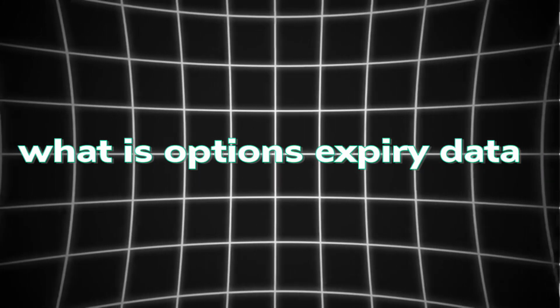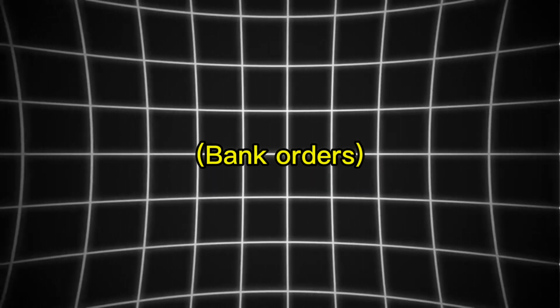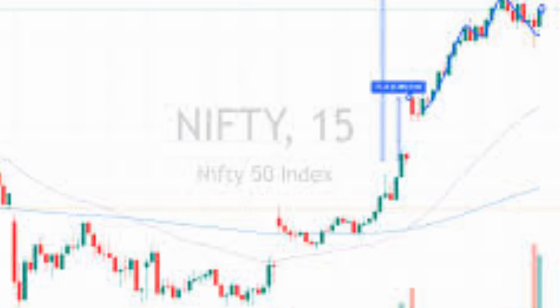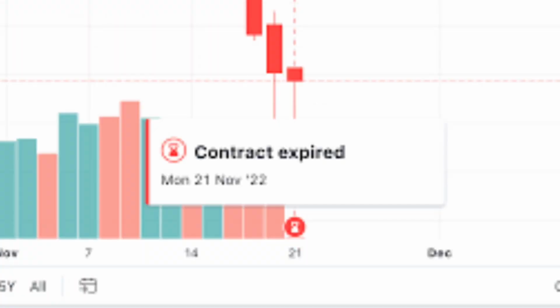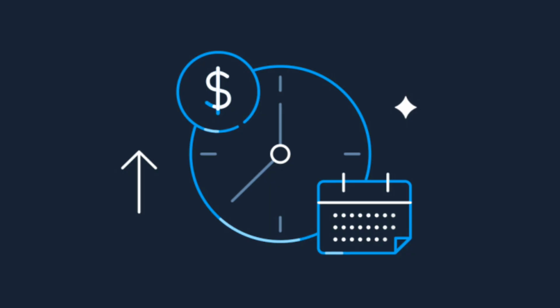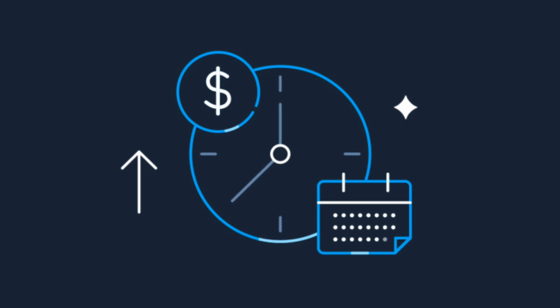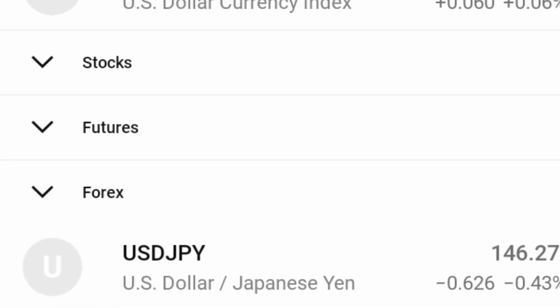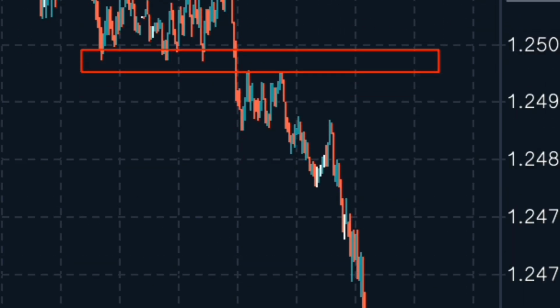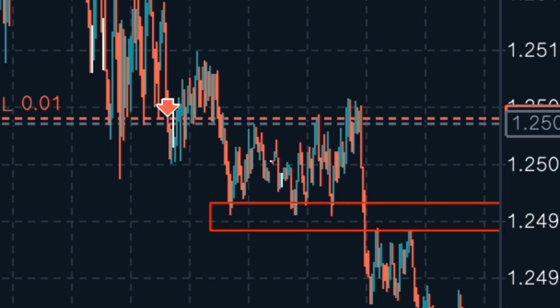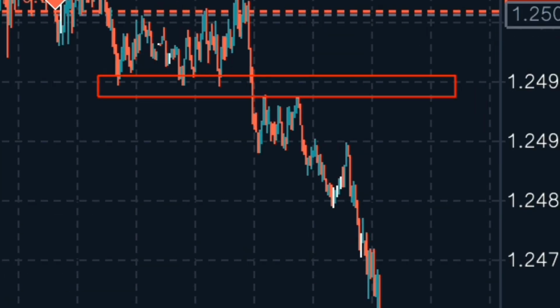So what is options expiry data, or the bank orders? Options expiry data shows you where the big option contracts are set to expire. When expiry time approaches, banks want to spot the price close to certain strike prices to either make their options profitable or to minimize their losses. That's why expiry days often bring manipulation, fake outs, and sudden reversals around those key levels.